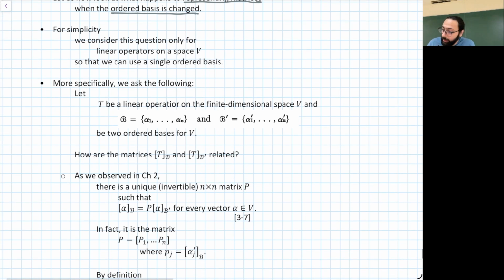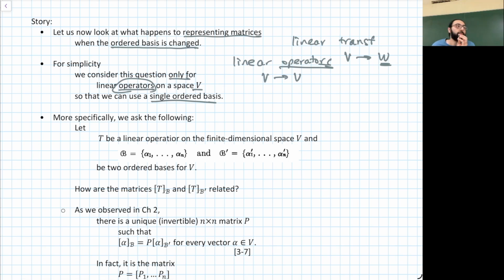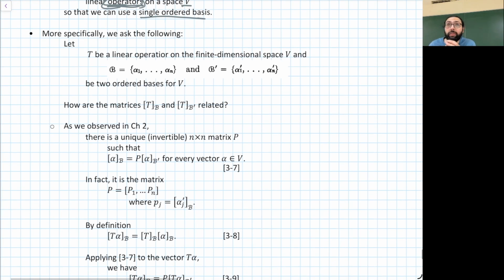Okay. All right. So for simplicity, we consider this question only for linear operators on space V, so that we can use a single ordered basis. So we're going to restrict to operators that map V to itself. Just as a reminder about notation, linear transformations can normally go from V to W, but if W is the same as V, then we call them linear operators. It's just notation. So here we're going to focus on linear operators, so we don't have to worry about the dimension of the space changing.